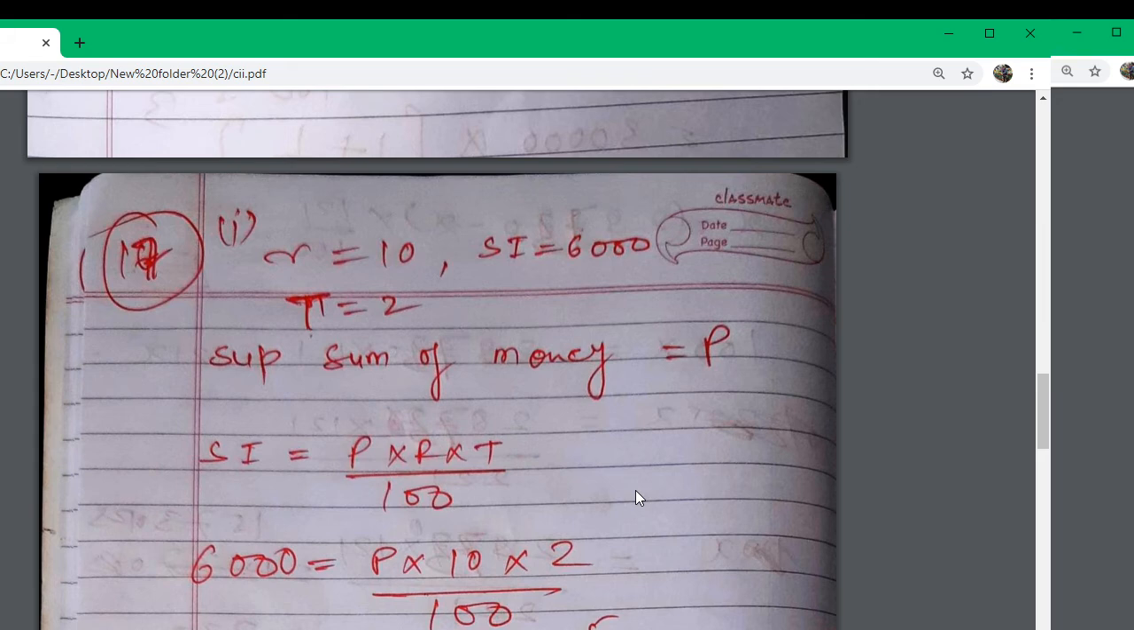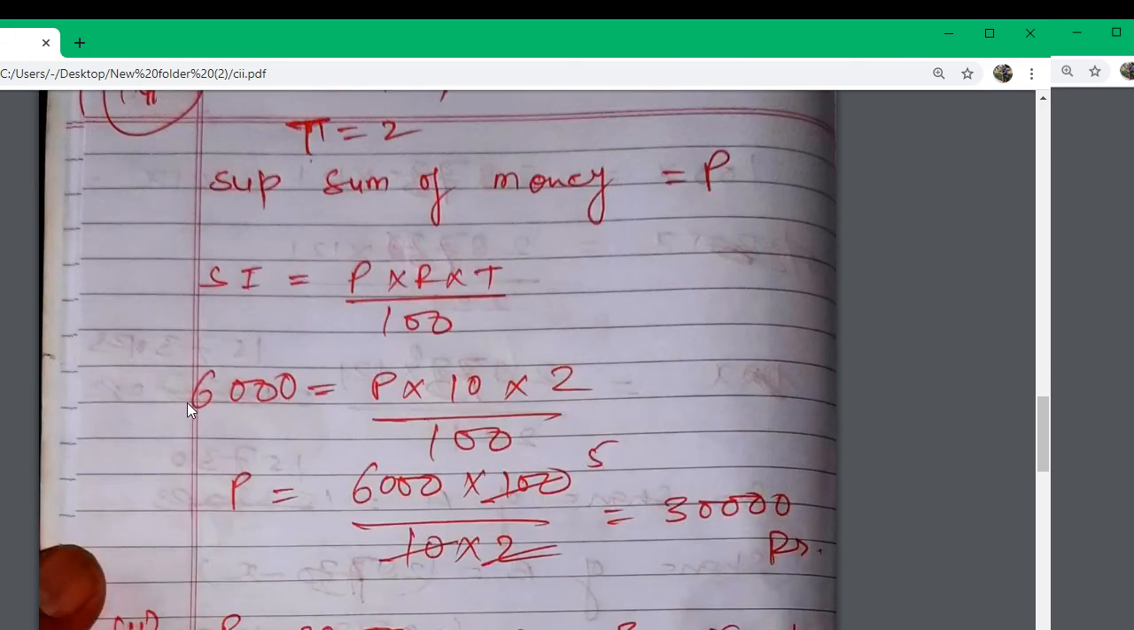Question number 17 says that the simple interest on a certain sum of money at 10% per annum is 6,000 in 2 years. So R is equal to 10%, and 6,000 is the simple interest. So I have written SI is equal to 6,000 in 2 years, so time T is equal to 2 years. Suppose that the sum of money is equal to P. Simply using the formula SI is equal to PRT upon 100, from here we have to find the value of P.